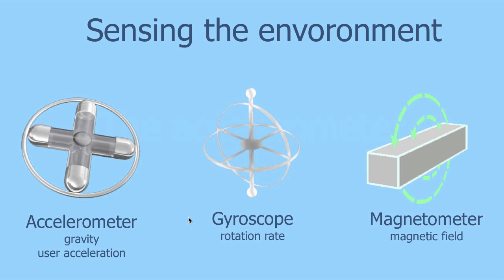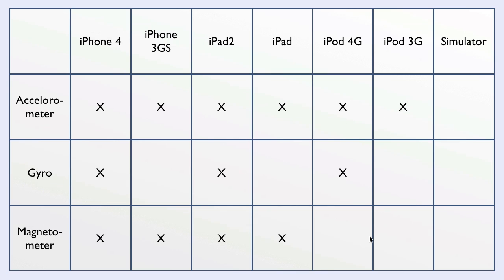There is the gyroscope that measures the rotation rate with respect to different axes. And there is the magnetometer that measures the angle to the Earth's North Pole. But all devices do not have all the instruments. This table illustrates what devices have what instruments.